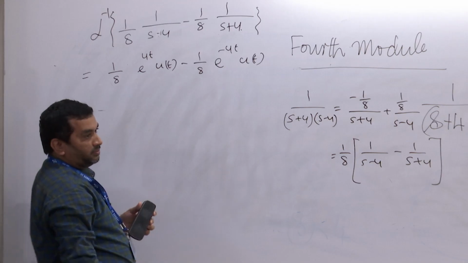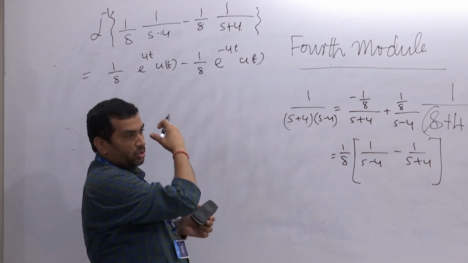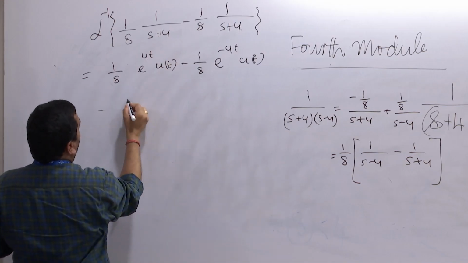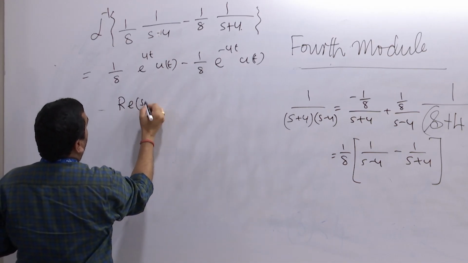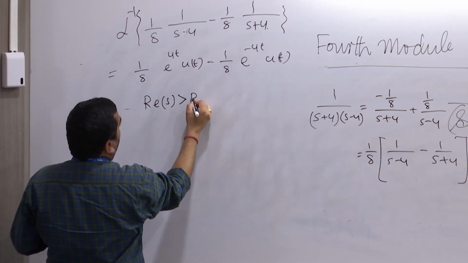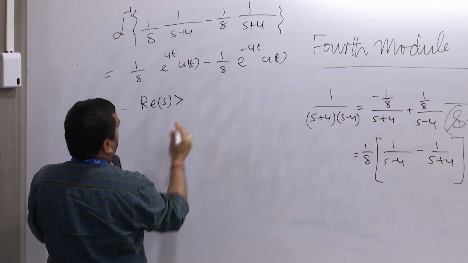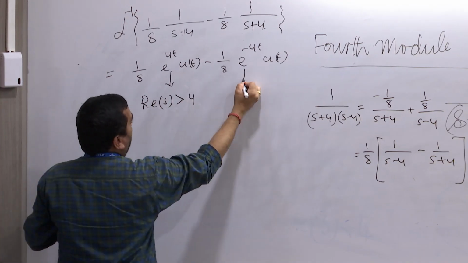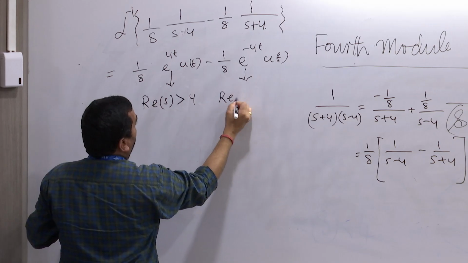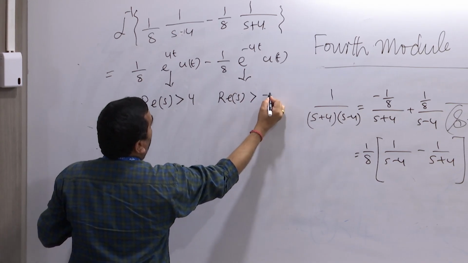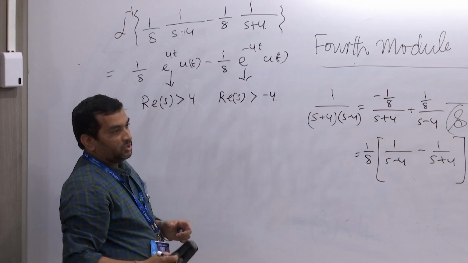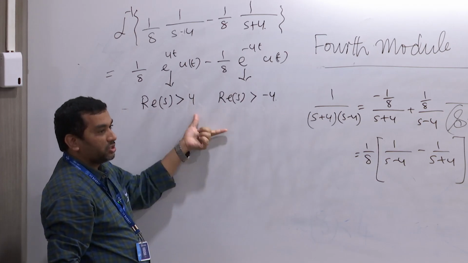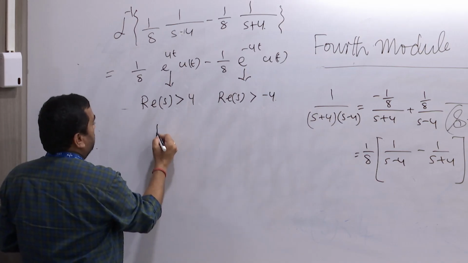Now, is this applicable for all regions of convergence? No, so now we have to find the ROC. The ROC of the first one is real part of s greater than 4, and the ROC of the second one is real part of s greater than minus 4. So now we have two ROCs, and we have to find the intersection of these two.